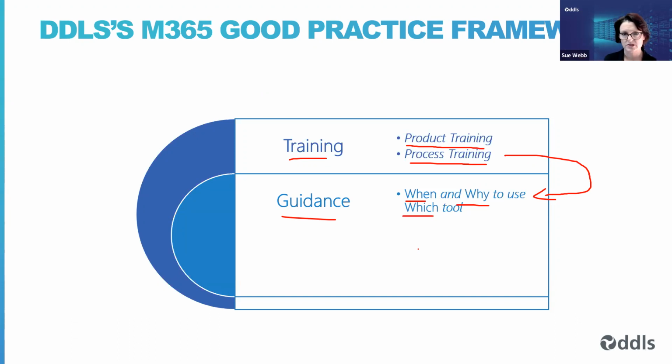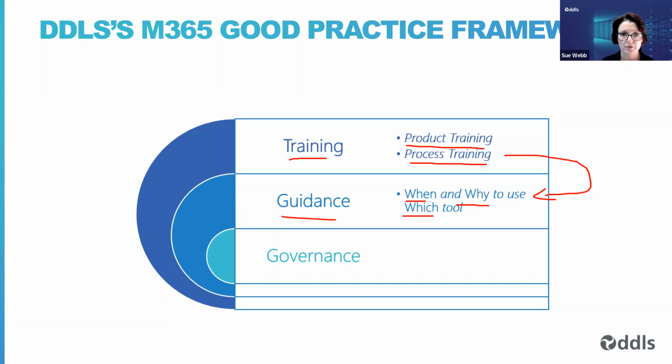So when do I use SharePoint? When do I use OneDrive? When do I use Teams? If it's SharePoint, which site collection does it need to go into? What else needs to happen? Are there any other tools that we're using in conjunction with these document libraries? Are we using some of the Power tools? Are we using Power Automate? Are we using Power Apps?